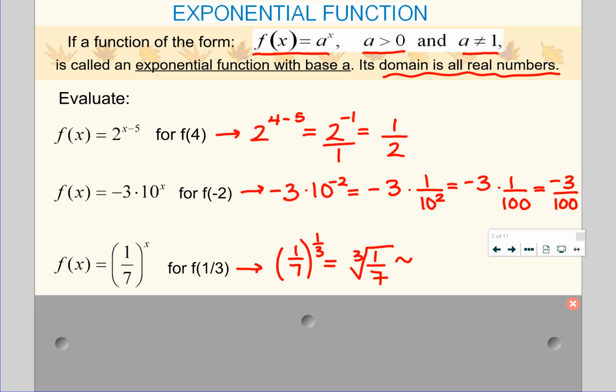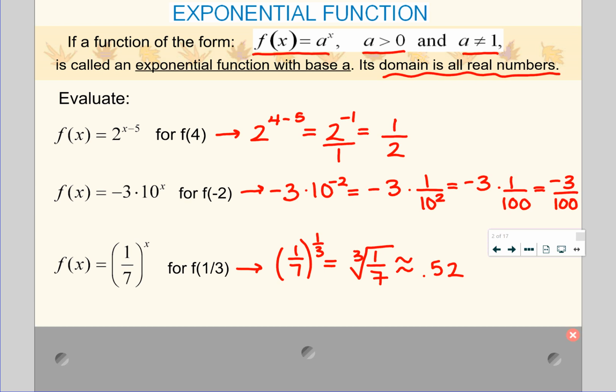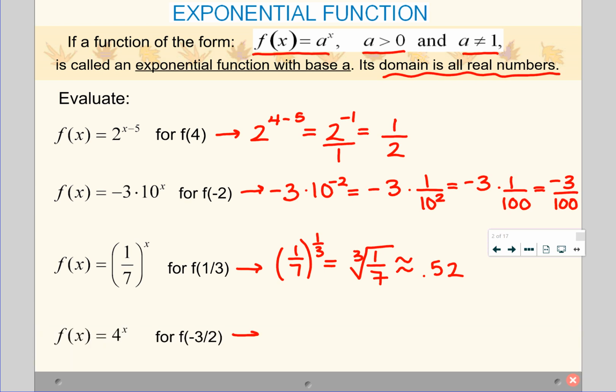And then this is something you would need to type in your calculator, either 1/7 to the 1/3 power or the cube root of 1/7, because we can't get any more exact than what it is right now. So we were looking for an approximate answer here. So let me type it in my calculator off to the side. If I do the cube root of 1/7, I'm going to get approximately 0.52 if I round to 2 decimal places. And then finally, here we're going to evaluate 4 to the negative 3/2 power.